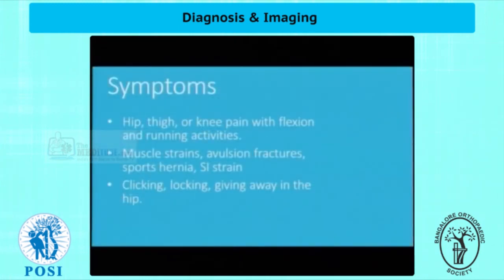So with FAI, the symptoms are somewhat vague. You have hip pain, thigh pain, or knee pain. Pain with flexion activity is the most common, but you can also have pain only with running activities and not with flexion from anterior FAI. It's not uncommon to have associated problems, like avulsion fractures, and they are more common with hip stiffness. Pubalgia and SI joint strain can also be secondary to FAI. And people may occasionally complain of clicking, locking, and giving way sensation in the hip.